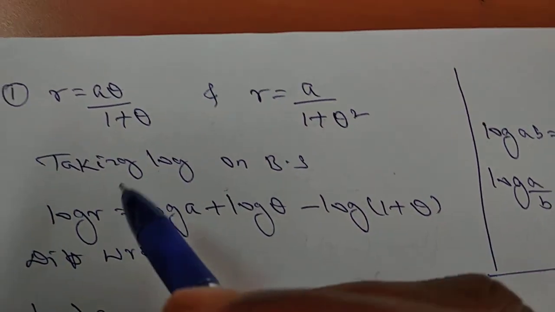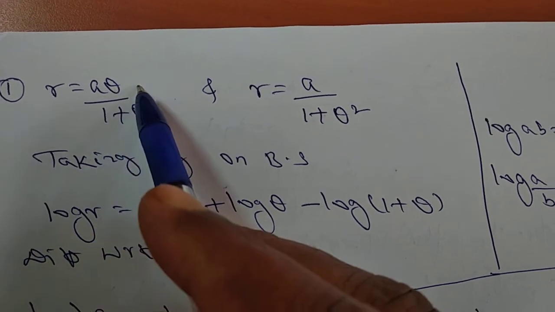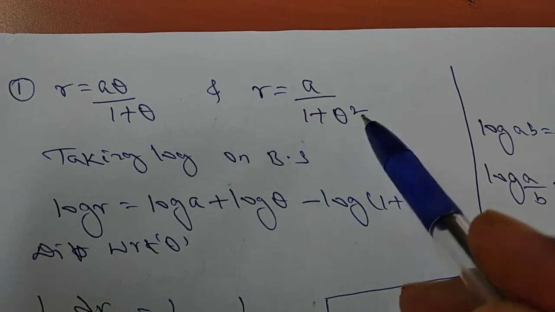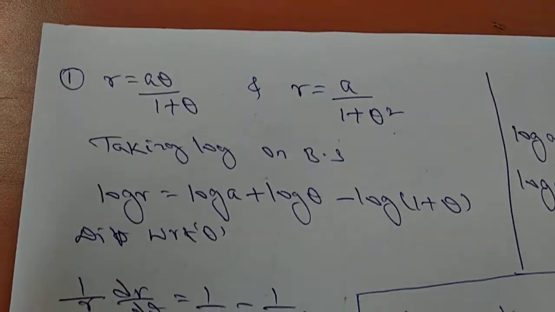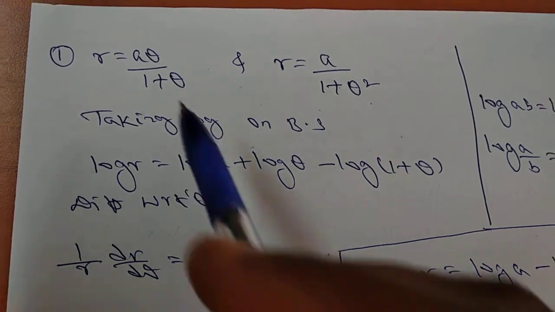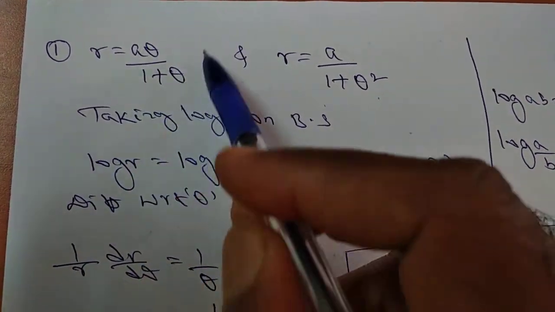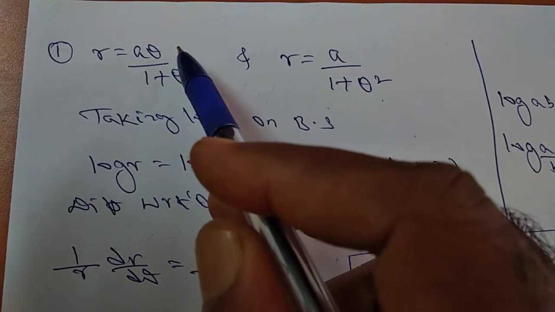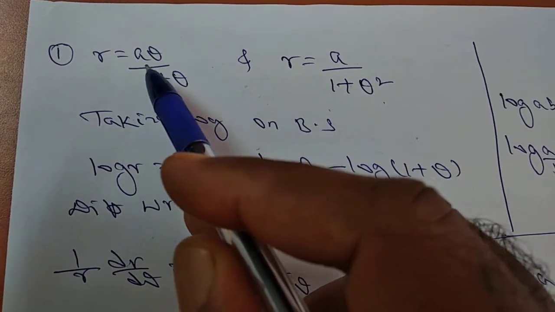Next problem. r is equal to a theta divided by 1 plus theta, and r is equal to a divided by 1 plus theta square. Here also the same thing. Take log on both sides. So log r is equal to log of a theta by 1 plus theta. Actually this whole thing is log a by b, which is log a minus log b. And the numerator a theta is there, no? So a theta means log ab.